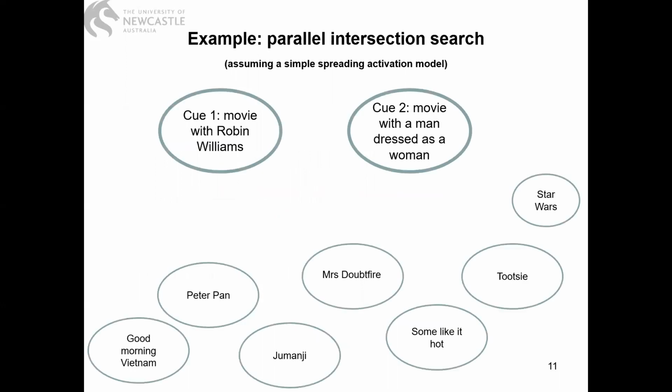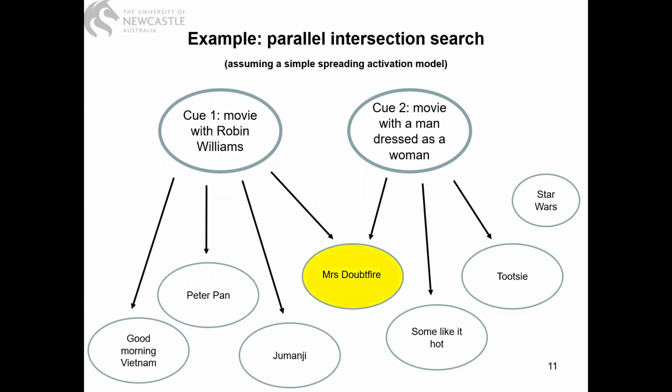So here's an example of how a parallel intersection search might look if we assume a simple spreading activation model when searching for a piece of memory. If I activate the two cues at the same time, as I do now, activation would spread concurrently to all related nodes, and a single node, which is the intersection, will be activated to indicate that Mrs. Doubtfire is the correct movie.